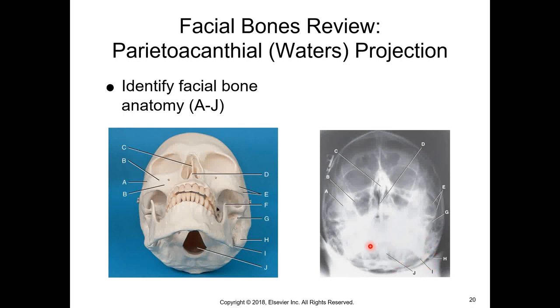And J is going to be, it looks like it's pointing directly to the dens, the odontoid process. If you put foramen magnum, that would also be acceptable because this is the foramen magnum, but in the radiograph, it's pointing specifically to the dens. So either one would be acceptable.